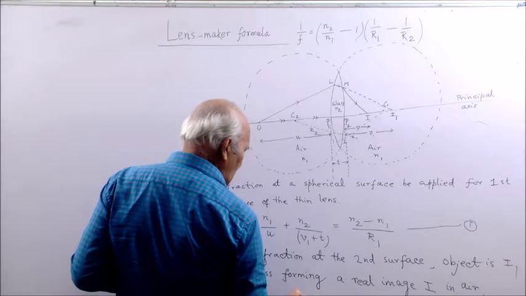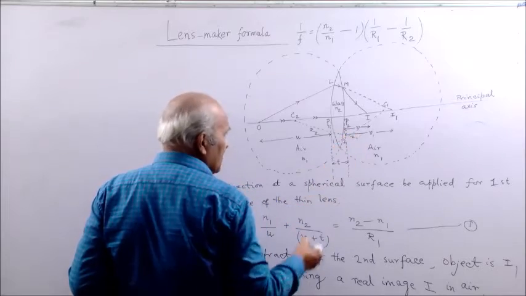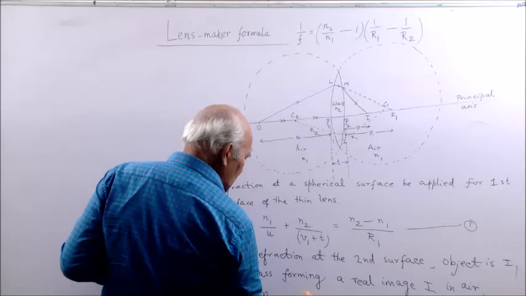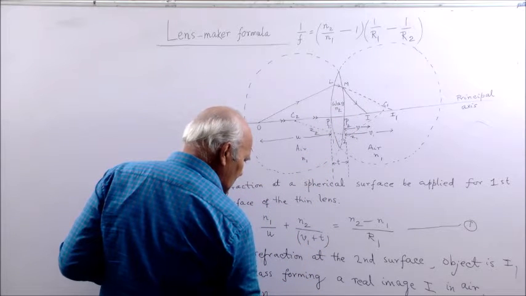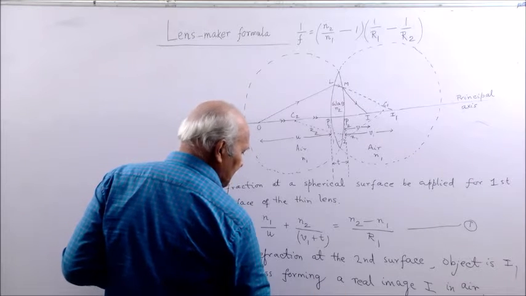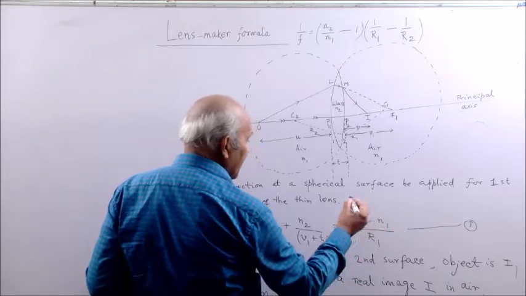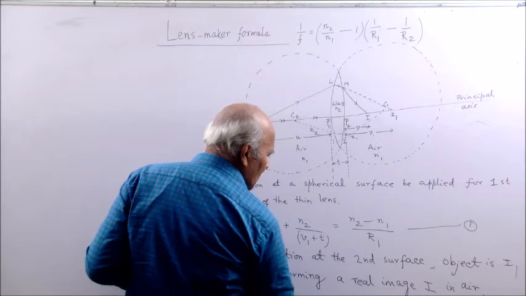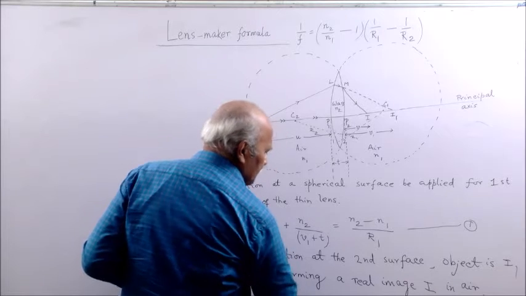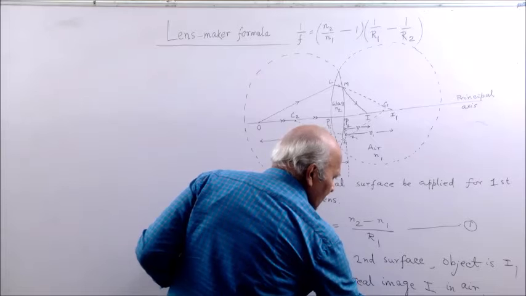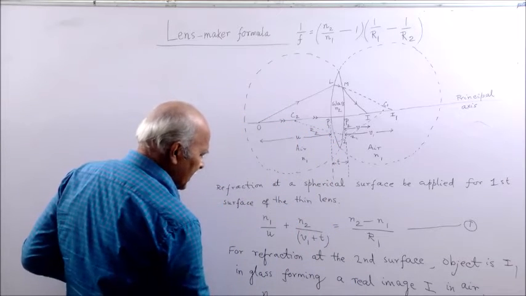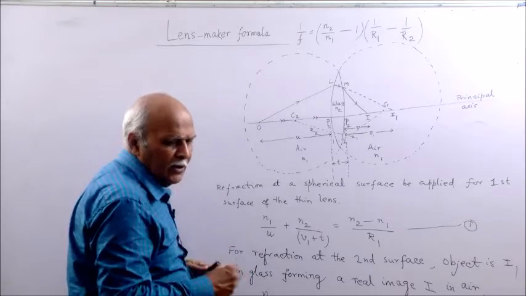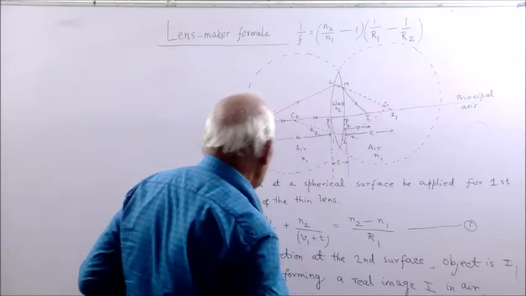Then there is the image distance. The image is measured from P2 to I, so that is positive. So N1 by v is equal to N1 minus N2 by R2, since the final medium is air. So this is for the second surface. The negative sign is due to the sign convention. Then what to do?